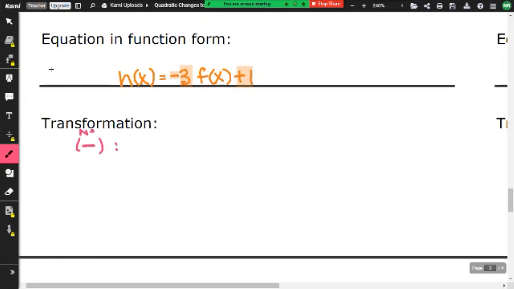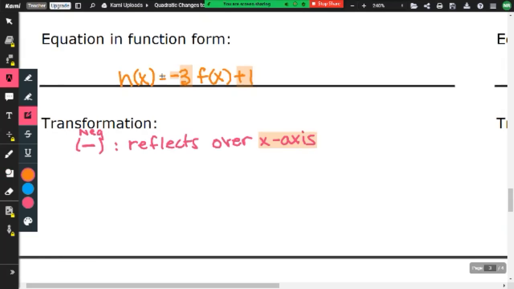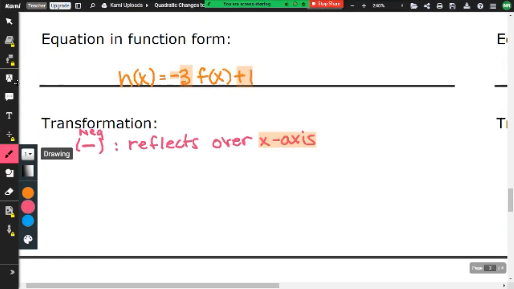It reflects. The negative reflects the parabola over what? Over the x-axis. Once again, highlight x-axis. All right, A also changed or is switched to the number 3, not 1. A switched to the number 3.